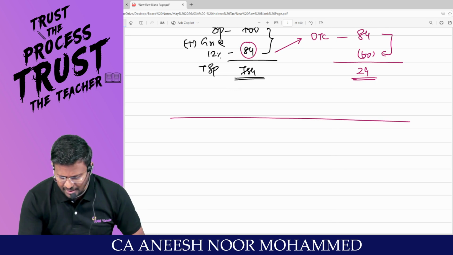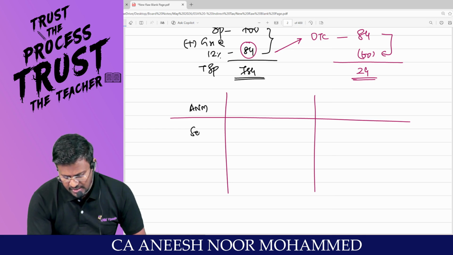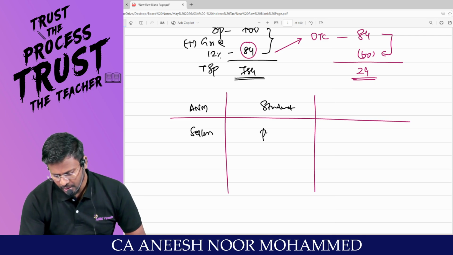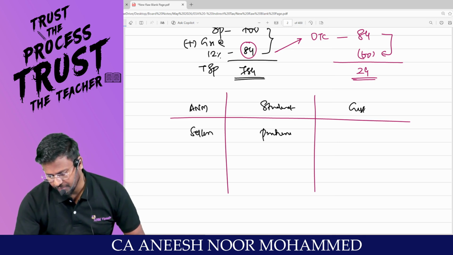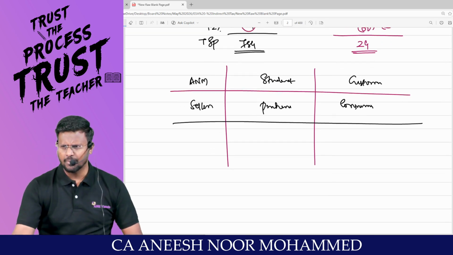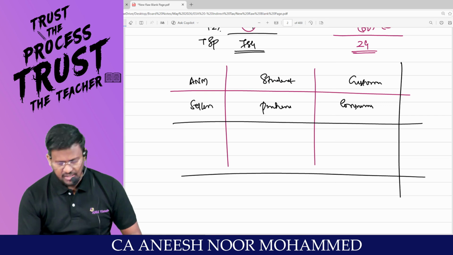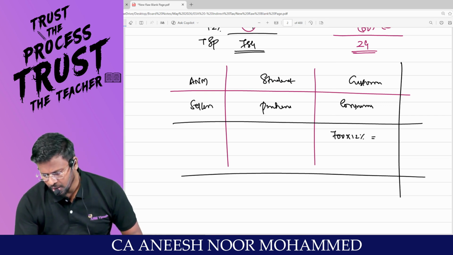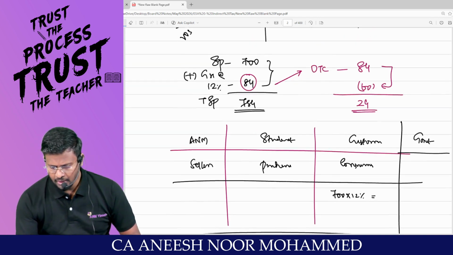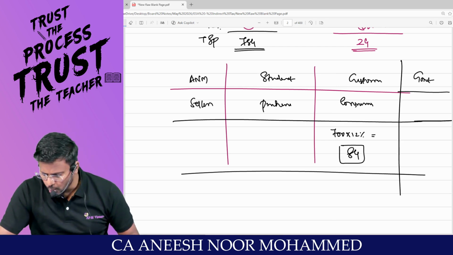So who are the three parties in this transaction? Number one, A&M. A&M is the seller, right? Then students. Students is the purchaser. And number three, customer. They are the people who are consuming the calculator. Since they are consuming the calculator, ultimately, what is the selling price? 700. So 700 into what is the rate? 12%. And here we can call the government also. 700 into 12% is 84. Who paid the 84 rupees? Customer paid. This 84 should only go to the government.